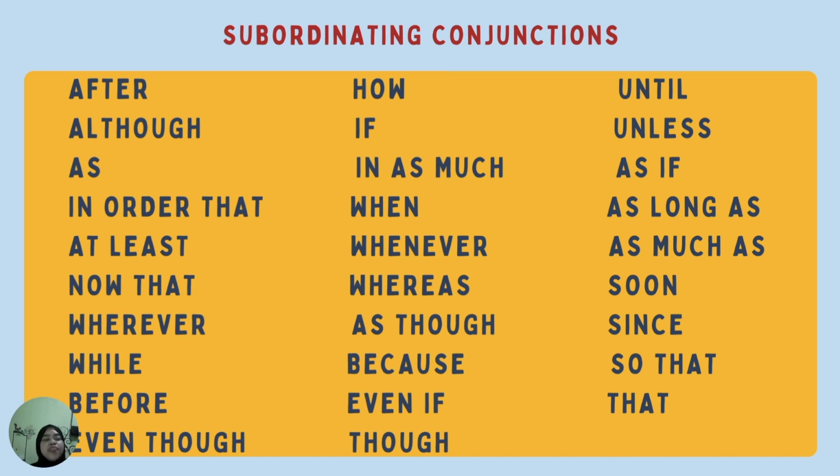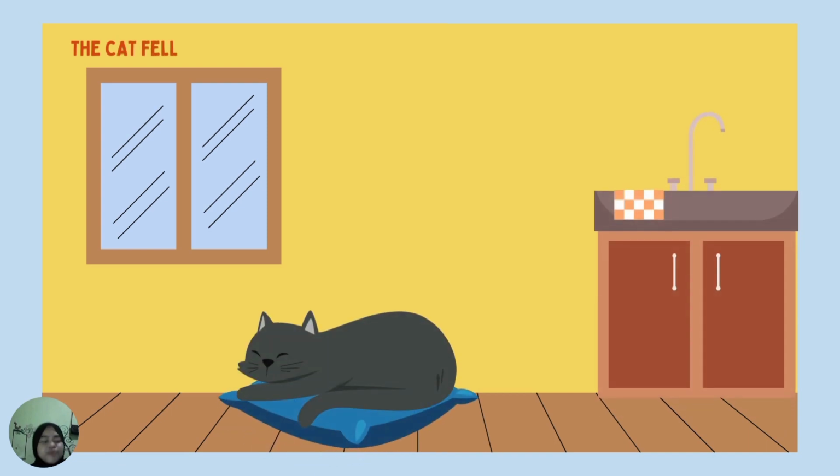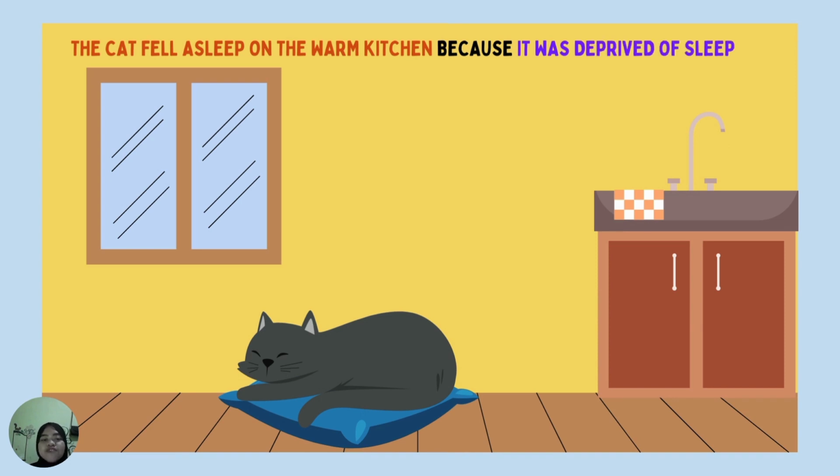Okay, there are some subordinating conjunctions that you can use in a complex sentence. There are after, how, until, although, if, unless, and etc. Let's take a look at some examples. The cat fell asleep on the warm kitchen because it was deprived of sleep the night before.